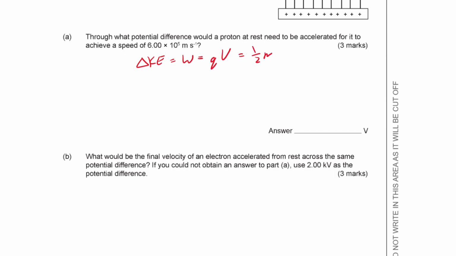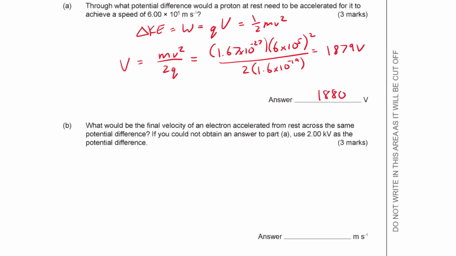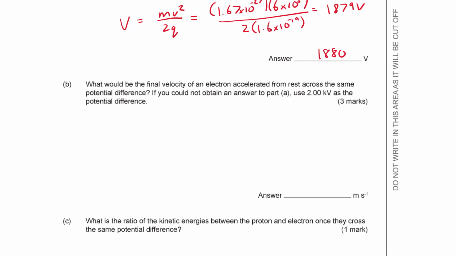And if you want to be fancy, you can write all these equations, and then you just want to get V, the big V, by itself, to find out what potential that is. So it ends up being mv squared on 2q, and then you sum in the values, and the charge of a proton, same as the electron, and what you'll end up with is 1879 volts, or to three significant figures, 1880 volts. And the good thing is the next part of the question actually sort of tells you you're aiming for around 2 kilovolts, so you're on the right track at this point.